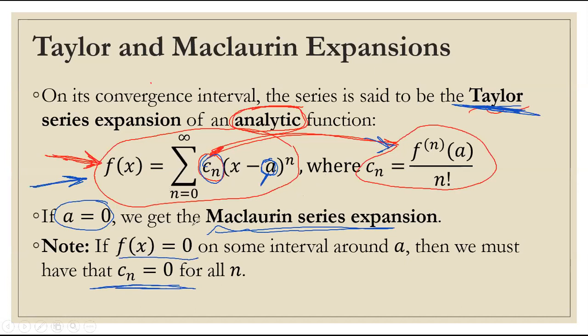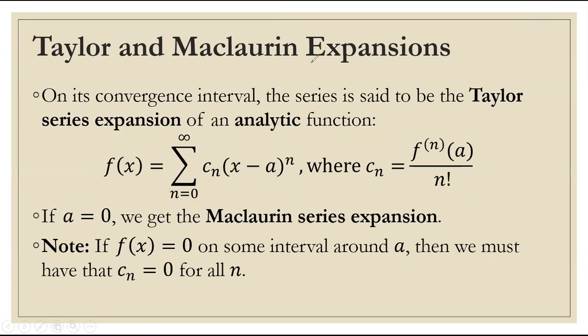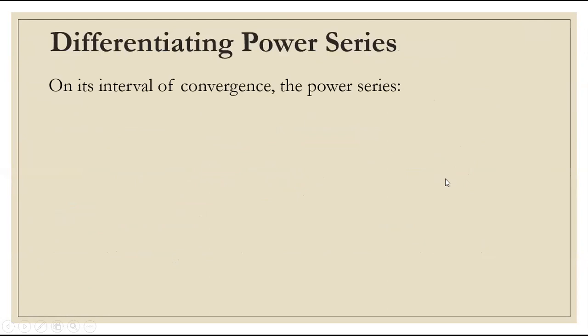Did you get the idea what is the difference between Maclaurin and Taylor? Only if the A is 0. And Taylor series, it's a power series with the coefficients to be the differentiation of my function divided by factorial of the order of my differentiation.